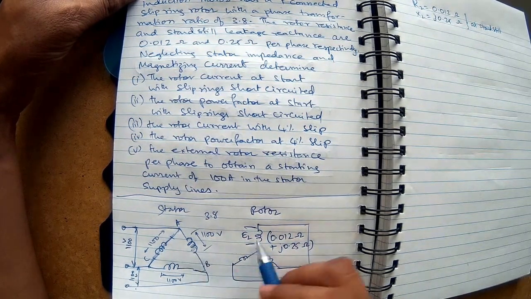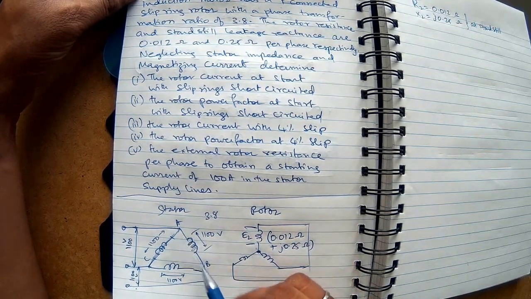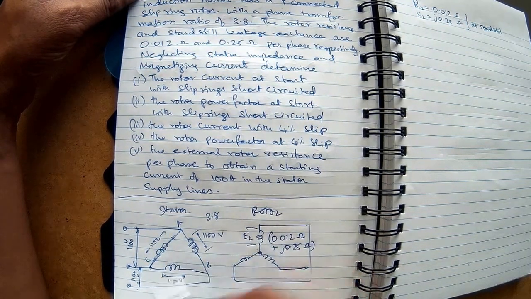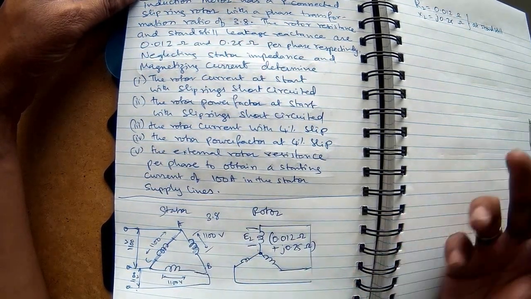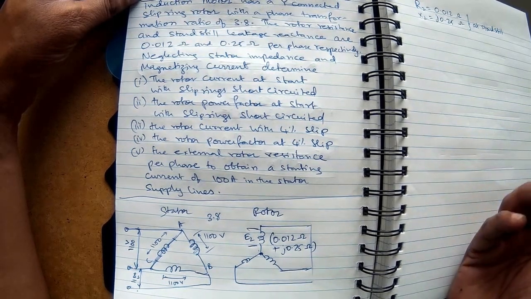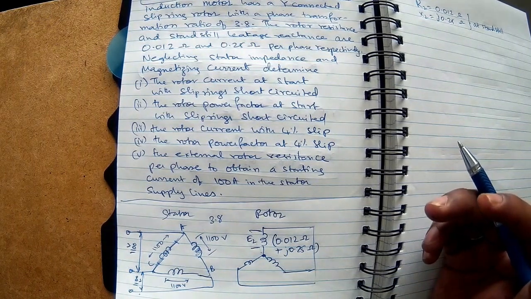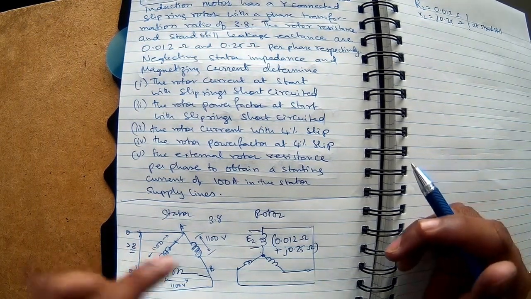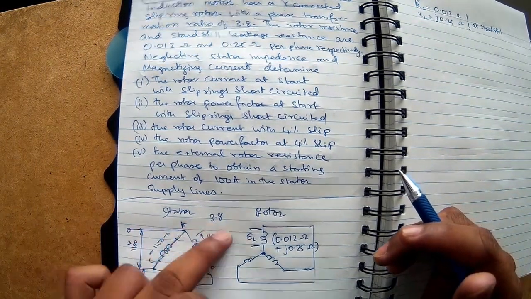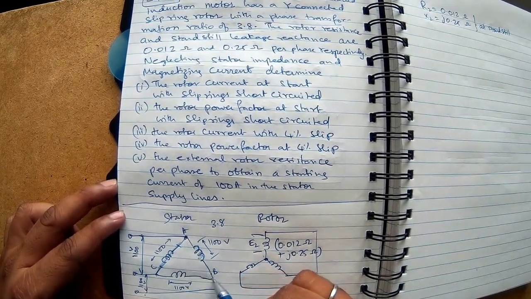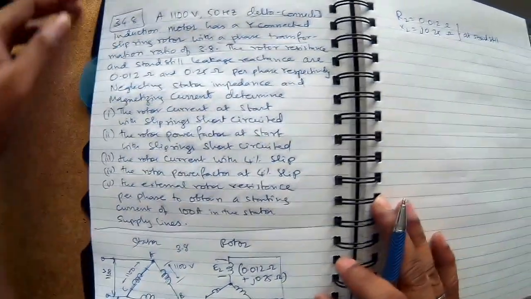Now it is not difficult to imagine that the stator will obviously have more turns compared to the rotor because the rotor is dimensionally smaller. Of course, you can develop a machine with more turns in the rotor, but that is not practically done. So when they say the ratio is 3.8, you should always consider that the stator is the high voltage and the rotor is the low voltage.